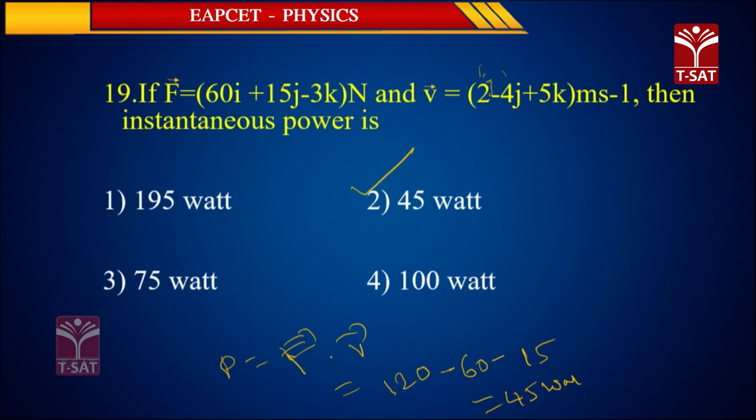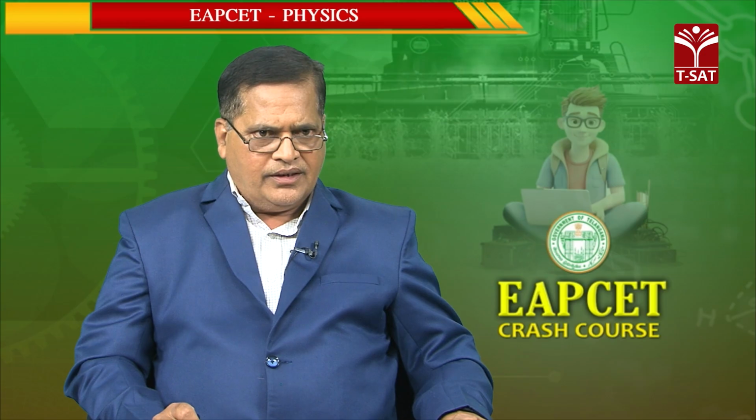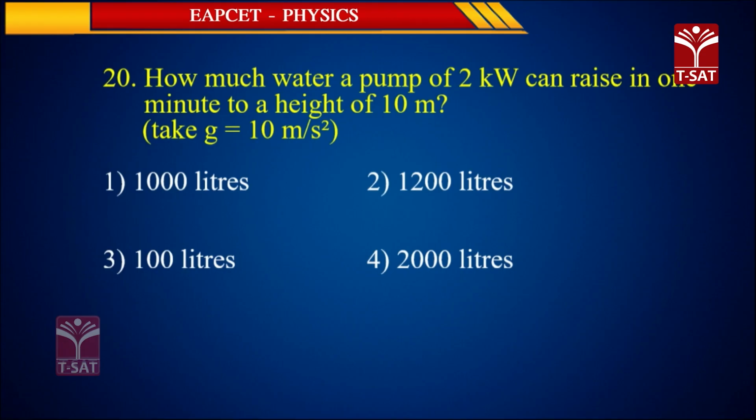Okay children, the power P is equal to the dot product of force and velocity. Keep that in your mind. And next, how much water can a pump of 2 kilowatt raise in 1 minute to a height of 10 meter? Take g is equal to 10 meter per second square. Okay, children, what will you find out? The mass value. Power value is given. What is the power formula? Power P is equal to mgh/t. Okay, m is equal to P into t/gh.